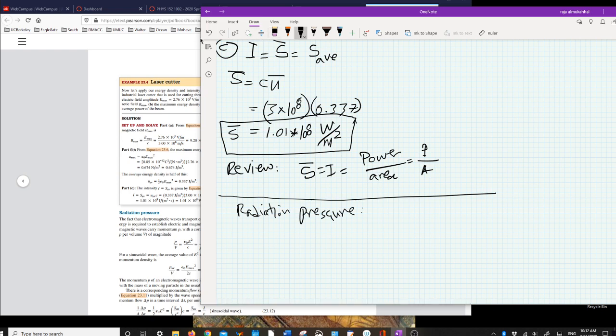Okay, and the radiation pressure, again, is the letter P. So don't confuse it with this P for power. So this is pressure. Maybe I should just write it as pressure, the whole word. And this pressure is equal to I over C, the intensity over the speed of light.